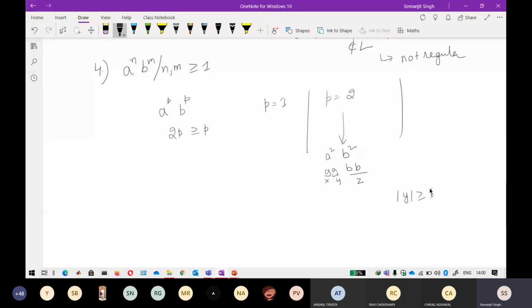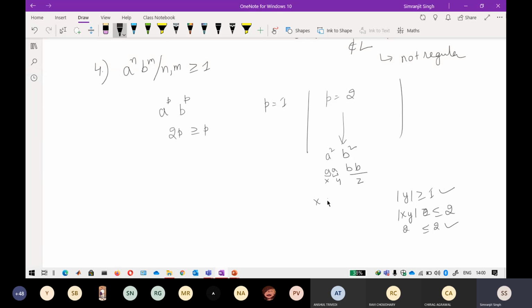Yes, the length of y is greater than 1. Is the collective length of x and y less than or equal to p? So in this case your p is 2. So check for it. The collective length is 2 and it is less than or equal to 2. So this condition is also satisfied. Okay, so after that you now have to pump it.